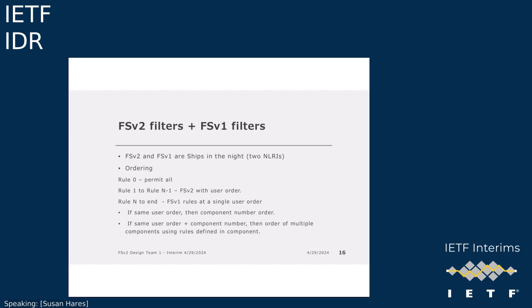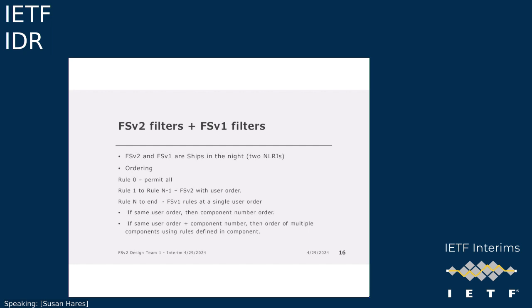Just to make sure I've mentioned that one more time, FlowSpec V1 filters and FlowSpec V2 filters are ships in the night. And there is an inherent proposed ordering, which is probably best expressed in a set of rules. Rule zero, which is the base condition, is that you permit traffic going through a router's firewall. That's the baseline. And then these rules in FlowSpec V1 were added to restrict traffic. That comes from the background of the DDoS. Rule N to the end.